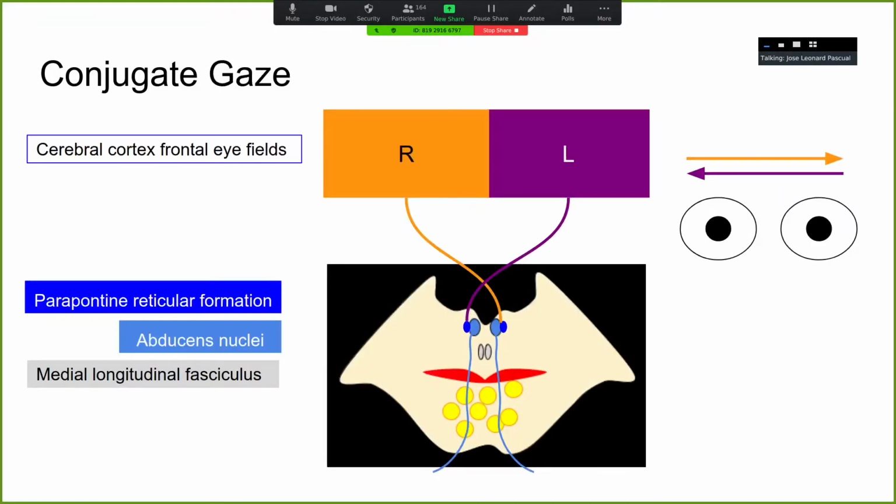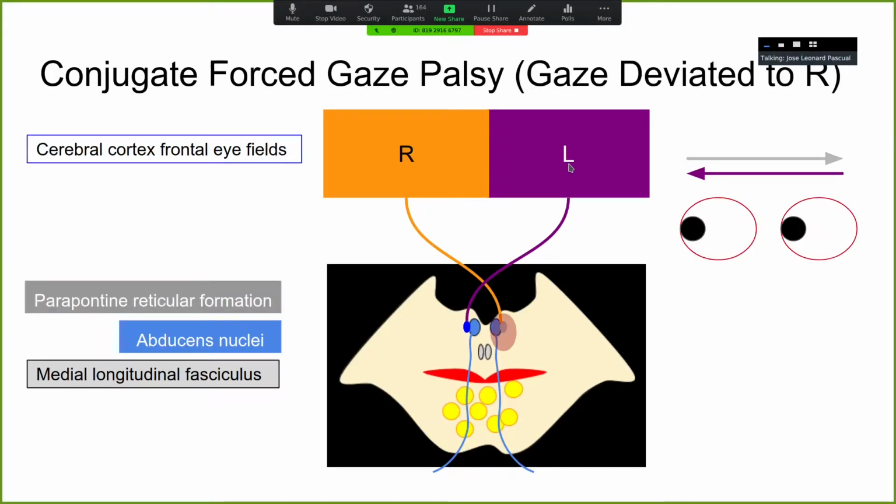Okay, what happened? Illustrating again the tone. There are equal tones from both cerebral hemispheres in this normal case. But in a forced gaze palsy, it tells us something is wrong in the brainstem. So it distinguishes itself from the earlier example where the problem is in the cerebral hemispheres.